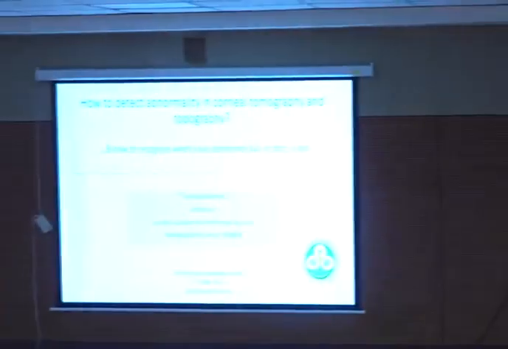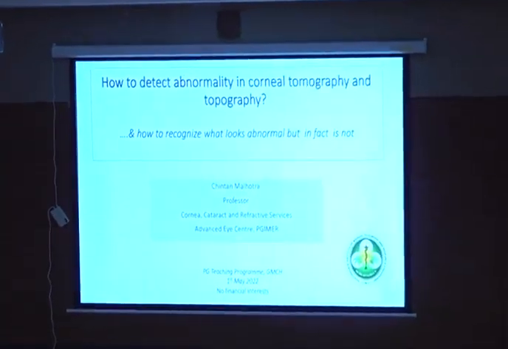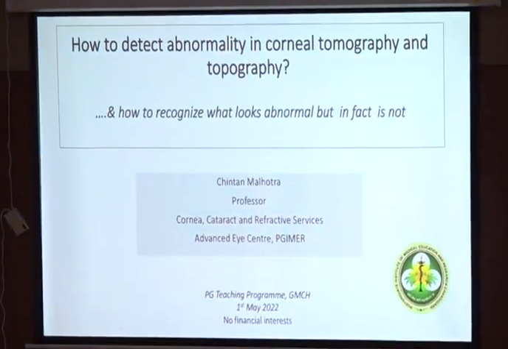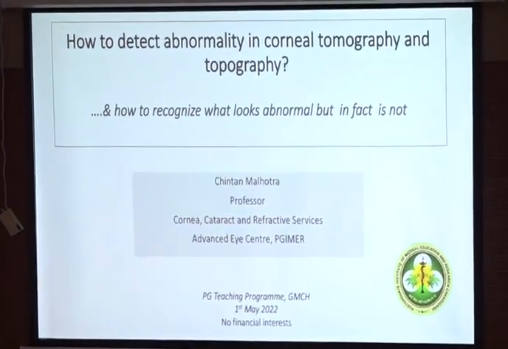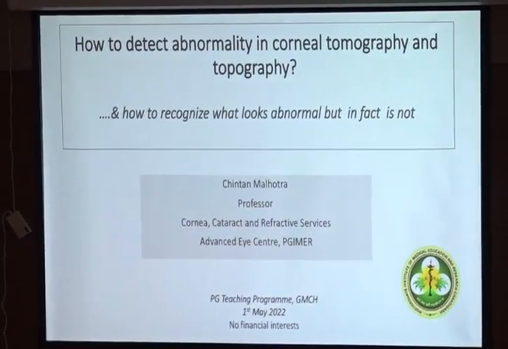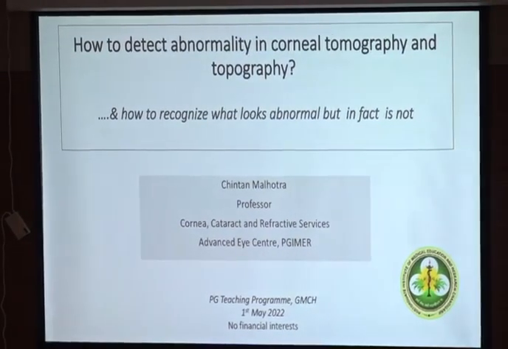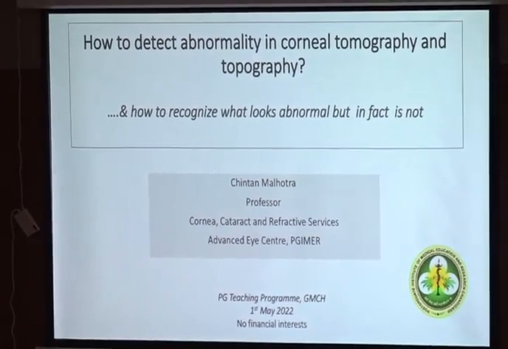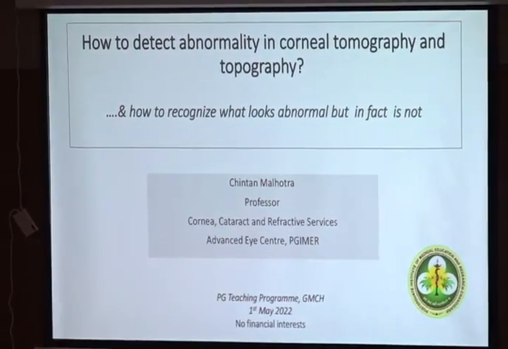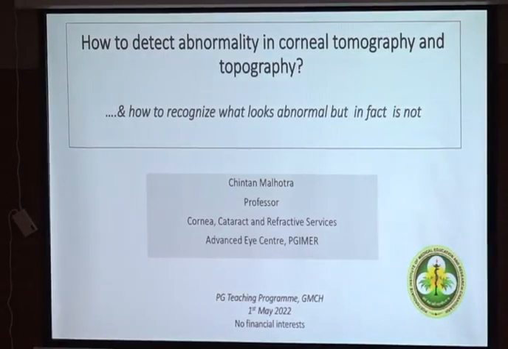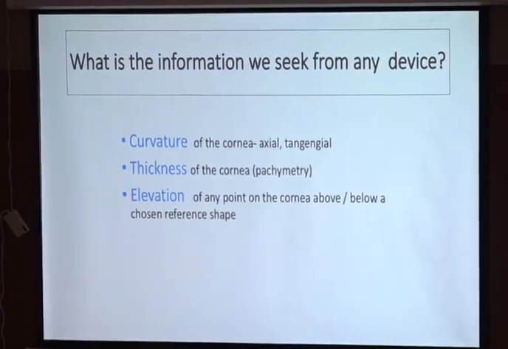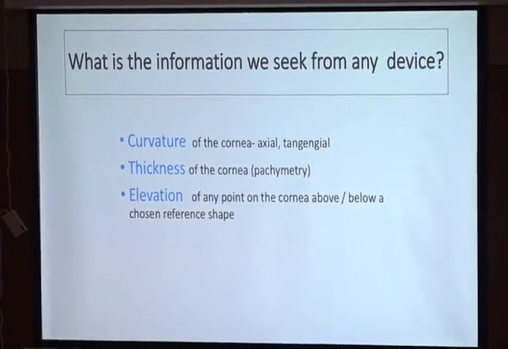What I've added on to how to detect abnormality in corneal tomography and topography is how to recognize what looks abnormal and what actually is not. Because any map that you see has some variations. No person is exactly 5 feet 10 inches tall. Somebody would be 6'2", somebody would be 4, but all of them are within the normal physiological spectrum. That's the way it is for the cornea, whatever the parameters we look at. That's important to remember.